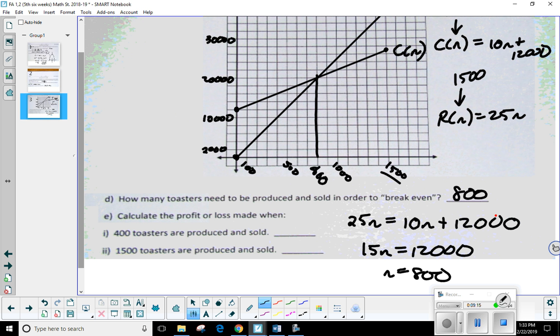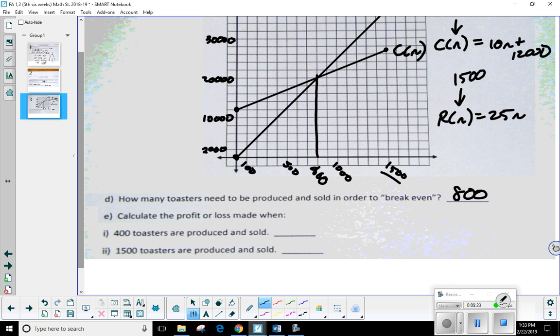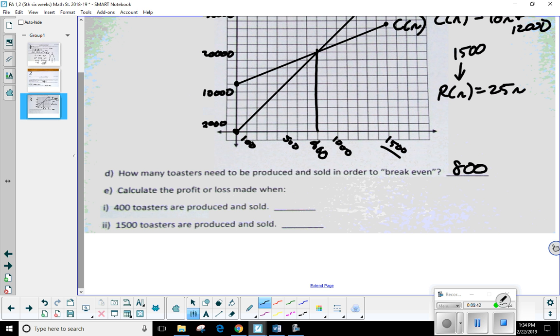All right. Okay, next up, E. Calculate the profit or loss made when 400 toasters are produced and sold. Okay. So what do I do here? Yeah, now here, see, this is what I was referring to a little while ago. We have to create a new equation because now we're talking about the potential for profit or loss, right? So I need to take the two equations that I have and subtract them. So the profit is going to equal the revenue minus the cost. Okay, and hopefully there's going to be something left over.